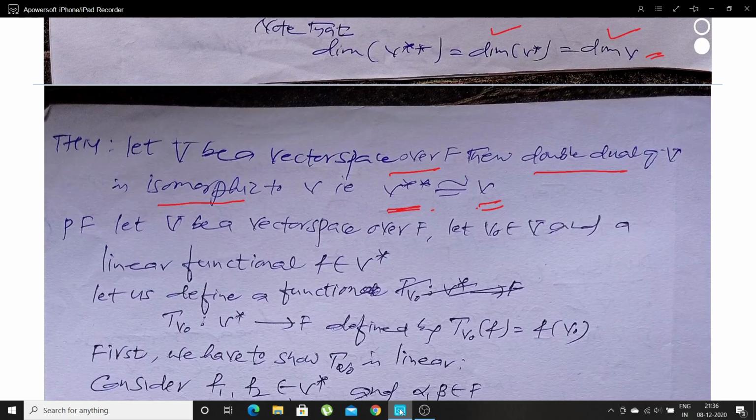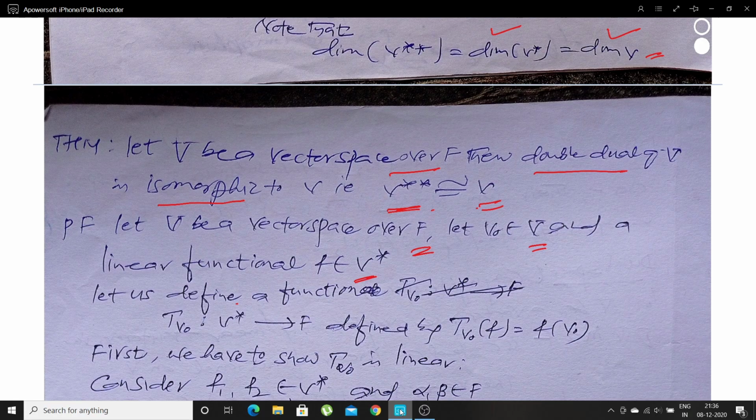Let me prove this theorem. A very simple proof, and interesting also. Let V be a vector space over F. Let me take an element V0 of the vector space V, and a linear functional f belonging to the dual space, that is V star.